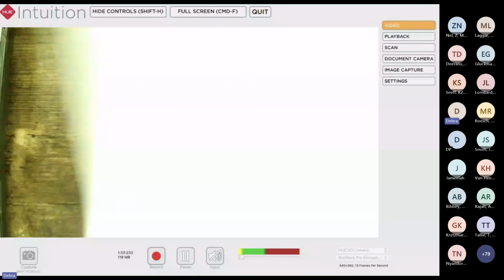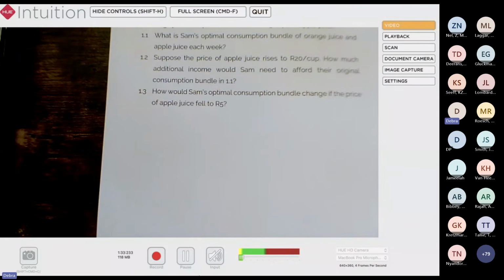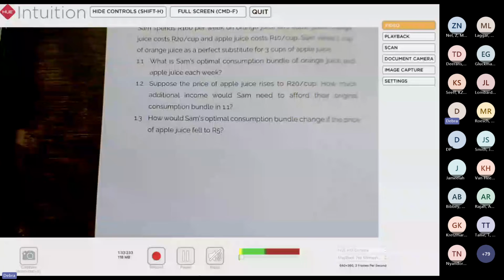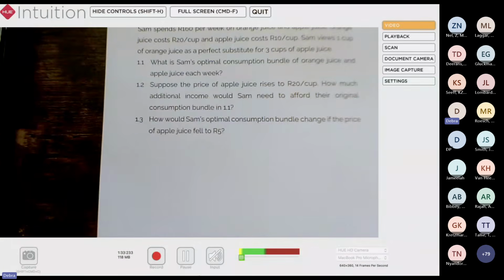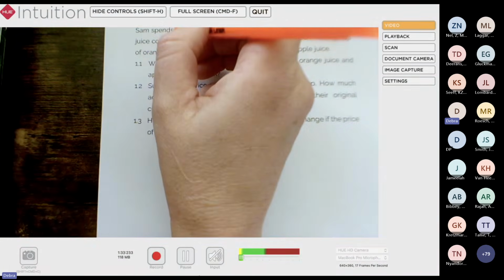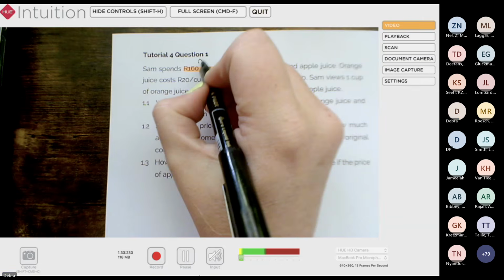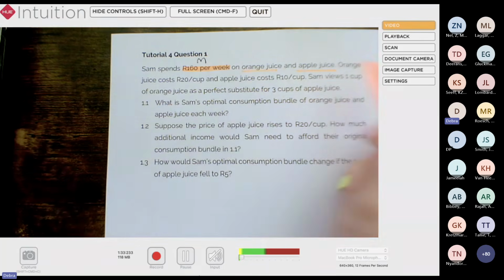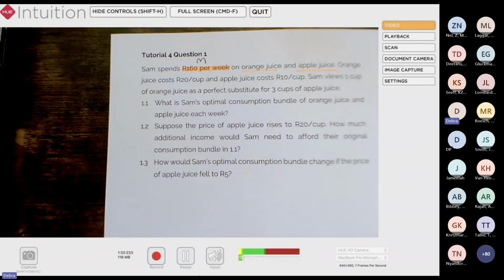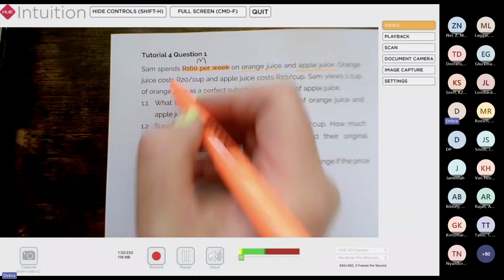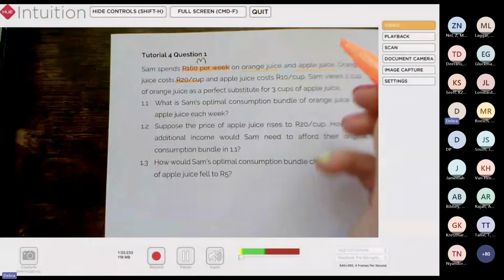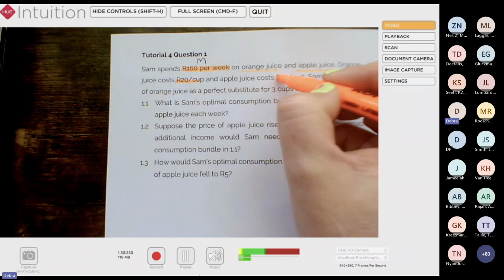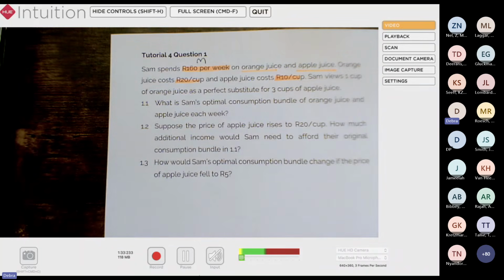Okay, so now I'm going to move back to tutorial 4, question 1. So Sam spends 160 Rand per week. So this is his income M. And he spends this 160 Rand on 2 products, orange juice and apple juice. We then get told the prices of these 2 products. Orange juice is 20 Rand a cup, and apple juice is 10 Rand a cup. Sam views 1 cup of orange juice as a perfect substitute for 3 cups of apple juice.